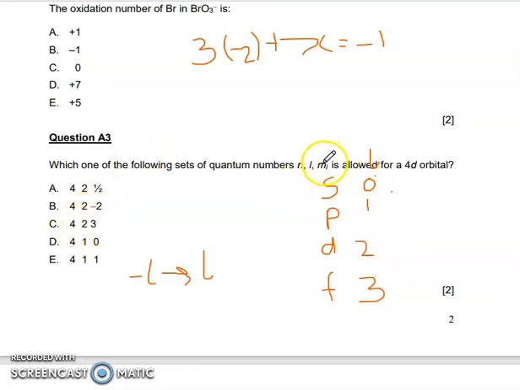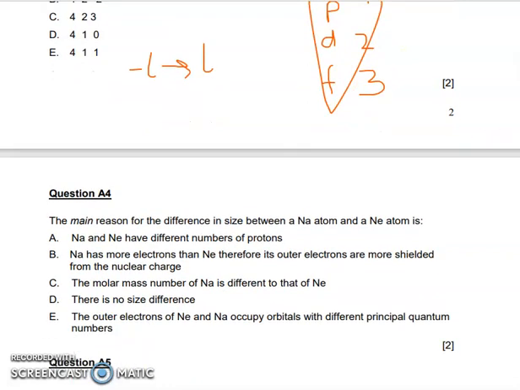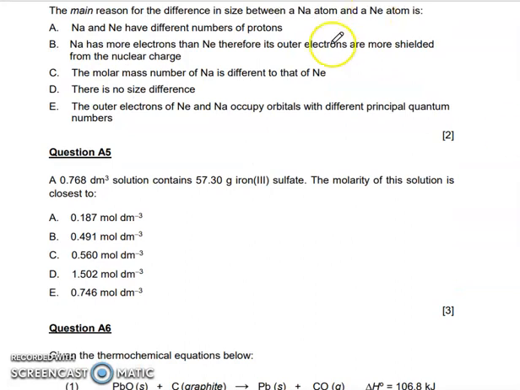And then we know that ML is from minus L to L. So you can definitely take those out. Half is not in the range of -2 to 2. 3 is bigger than 2, so it's out. Yeah, you could use that if this is confusing you, which I doubt it is. A lot of people are so good at this. I mean, classifying the main reasons for the difference in the sizes of atoms, people know how to do that stuff.